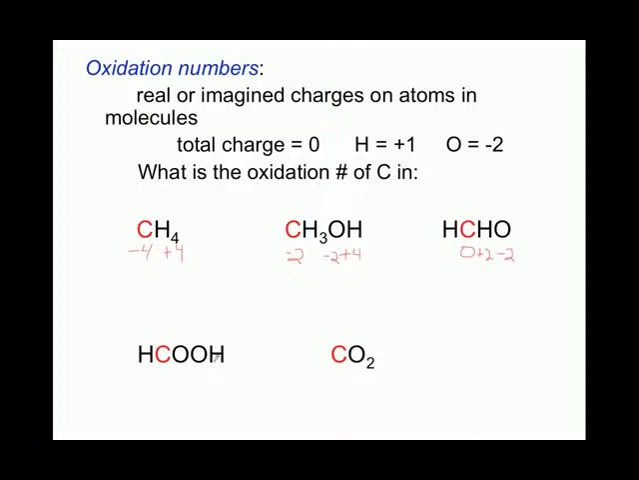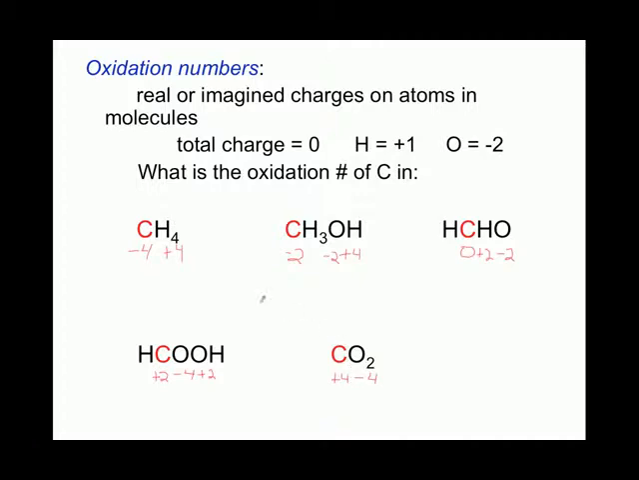And down here we have 2 hydrogens again, that's going to be plus 2. Now I have 2 oxygens. Each oxygen is minus 2, so that's going to be minus 4. In order to get 0, I need another plus 2. So that's the oxidation number of carbon here. And lastly, we look at CO2. 2 oxygens would be negative 4, and then the carbon must be positive 4.